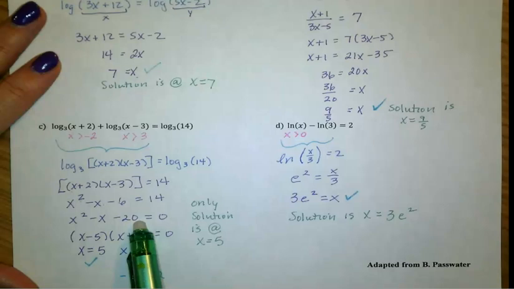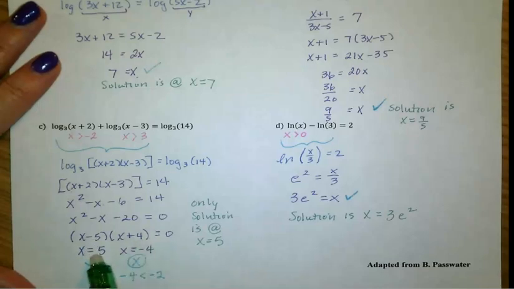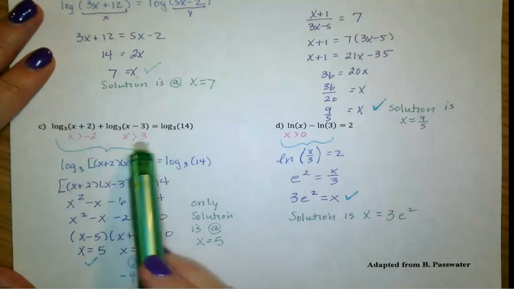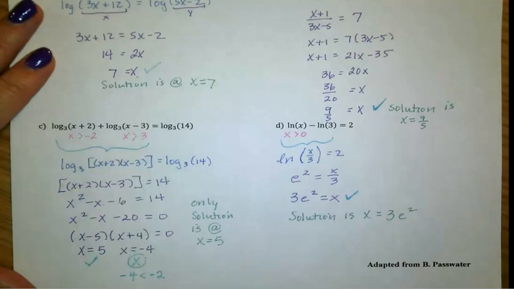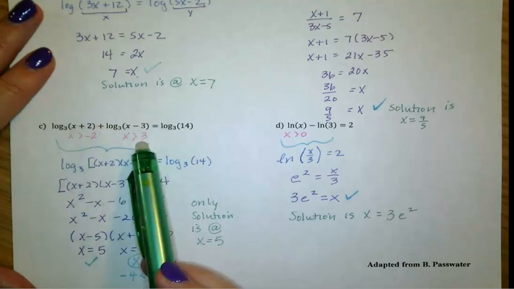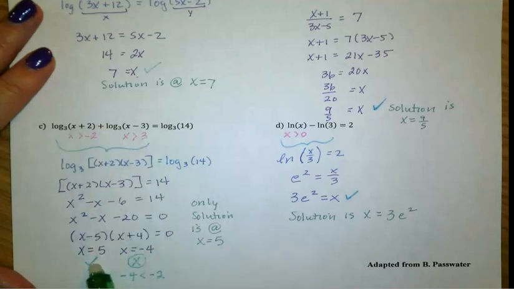This is a factorable trinomial, the factors of 20 that subtract and give me -1 are -5 and 4. And so then that produces a possible solution of x equals 5 and a possible solution of x equals -4. So then we have to check to make sure these fit up here in our domain. So 5 is definitely bigger than -2 and definitely bigger than 3. So that one checks out.